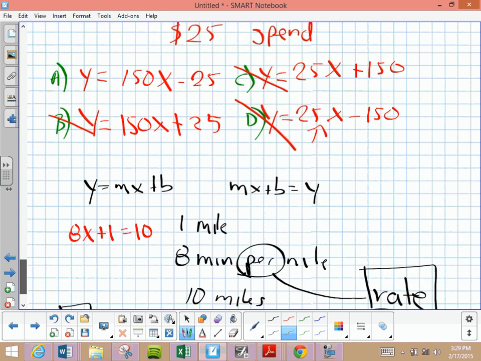Why is one my b? Because you are the one who said 1 mile. I already ran that mile, right? 10 is a total, and obviously I'm running 8 minutes per mile, right?